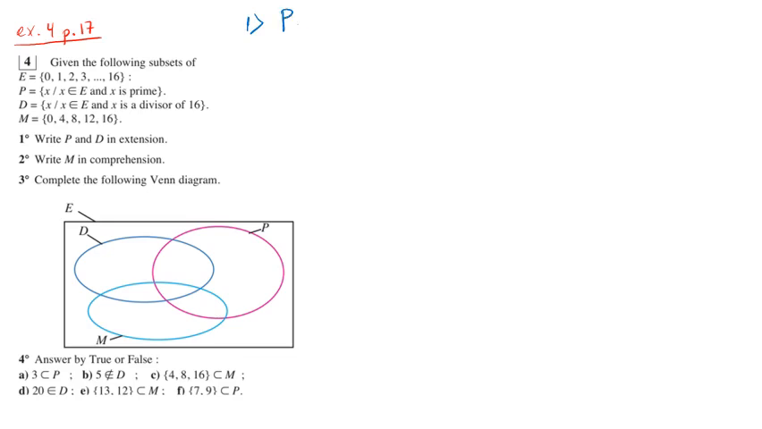P, we have the numbers from 0 to 16, and X is prime. So we should choose only the prime numbers from 0 to 16, which are 2, 3, 5, 7, 11, and 13. We stop at 13 since P in comprehension is X belongs to E. So we only choose the numbers from the set E, which is the universal set.